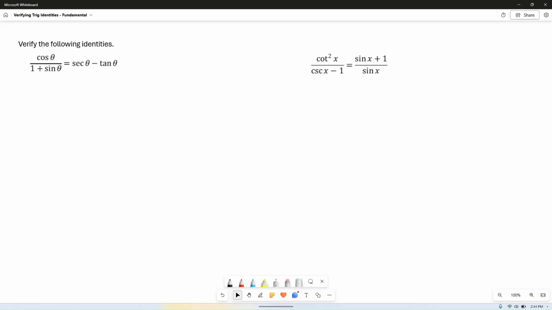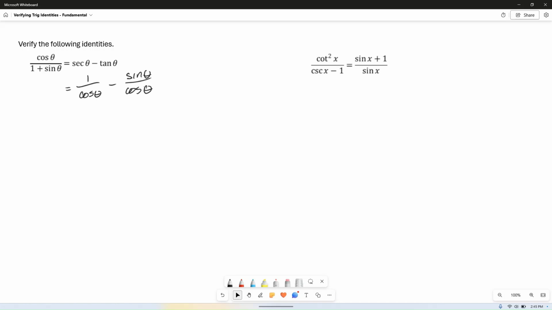So let's try to do something with an identity. Right now, really the only identities I'm seeing is that I know secant and tangent both have a reciprocal or a quotient identity that we can use. So let's try to take the right side and rewrite it to match the left side. If we take that secant of theta using our reciprocal identity, I know secant of theta is 1 over a cosine of theta. And I know tangent is sine of theta over cosine of theta. So I have 1 over cosine minus sine over cosine.